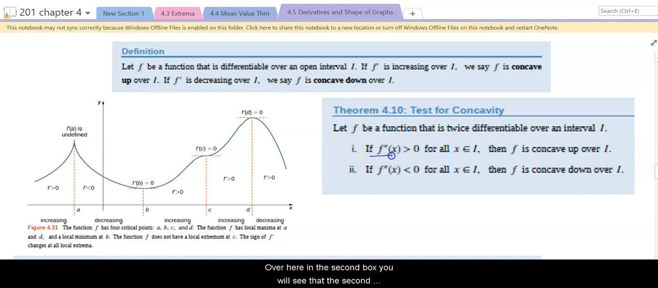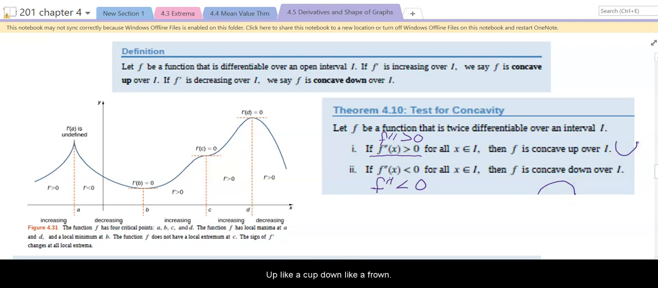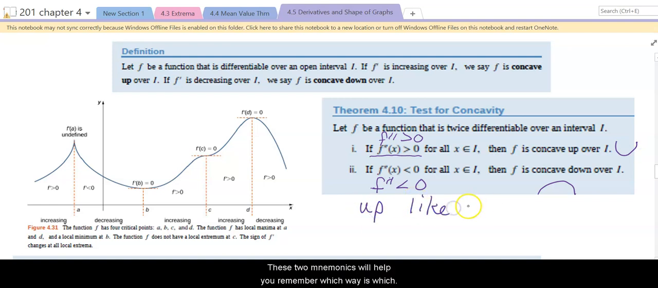Over here, in the second box, you will see that the second derivative being greater than 0 implies that the function is curved in an upward manner like a cup. If the second derivative is negative over a particular interval, then that means that the function is curved down over the interval, or what we say concave down like a frown. Up like a cup, down like a frown. These two mnemonics will help you remember which way is which.